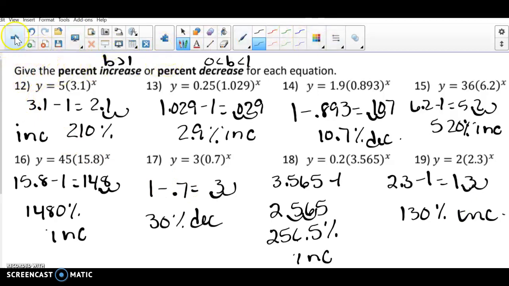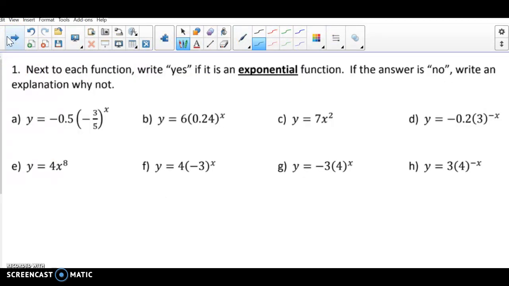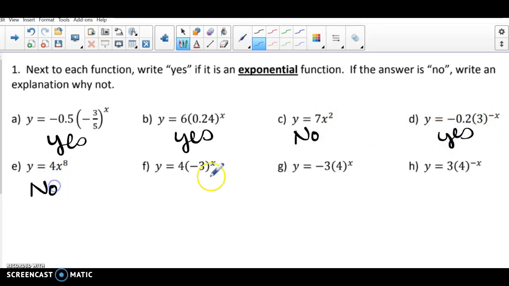Again, remember your rules. Want to know if it's an exponential function, yes or no. Remember your exponent has to be an x, so this is yes. Exponent's down here, no, because it's not an exponent, it's in the base. Exponent's base, so that's a no. Exponent, yes, yes, and yes.